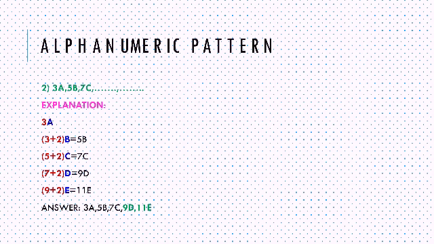So 3 plus 2, 5, 5 plus 2, 7, 7 plus 2, 9, 9 plus 2, 11. And A, B, C is given. After C will come D. After D will come E. So when you get alphanumeric patterns, first look for the alphabets and the numbers separately. How the numbers are in the pattern and how the alphabets are placed in the pattern. Here alphabets are placed alphabetically, that is A, B, C, D and like this. But the numbers, they are increased by 2. So you have to follow that pattern and you have to solve the sum.